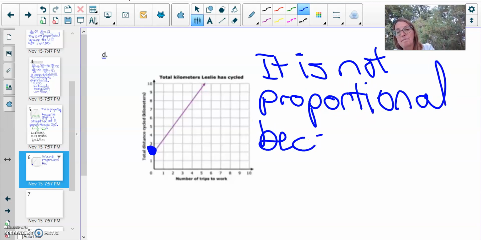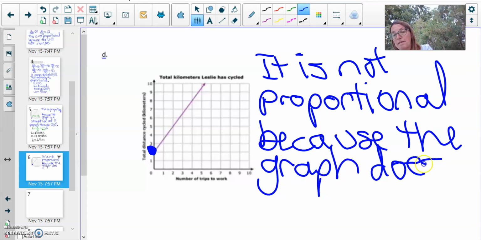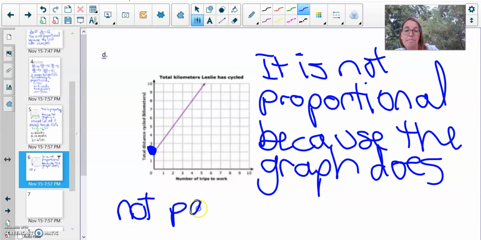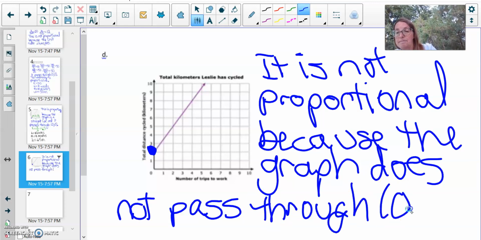Because the graph does not include, or we'll say the graph does not pass through 0, 0.